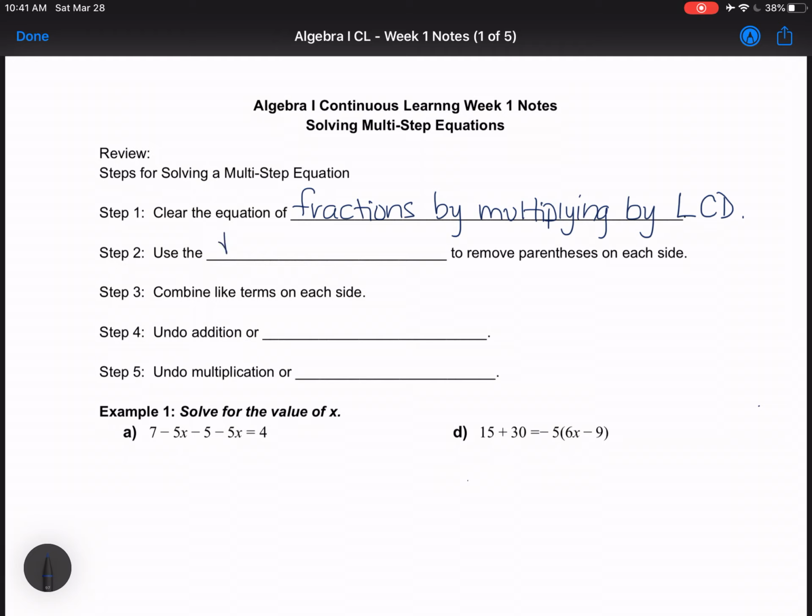Then we're going to use the distributive property to remove parentheses on each side. Then we're going to combine like terms on each side, which, remember, this is like 5x and 3x. Okay, those would be like terms. Then we're going to undo addition or subtraction. Then undo multiplication or division as our last step.